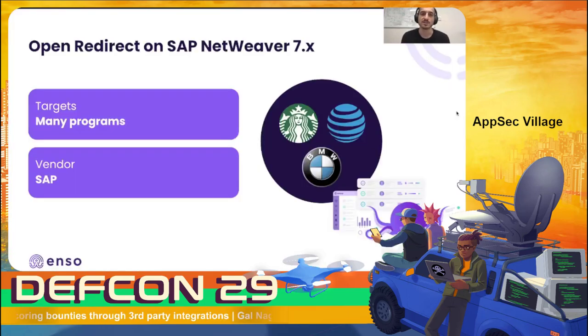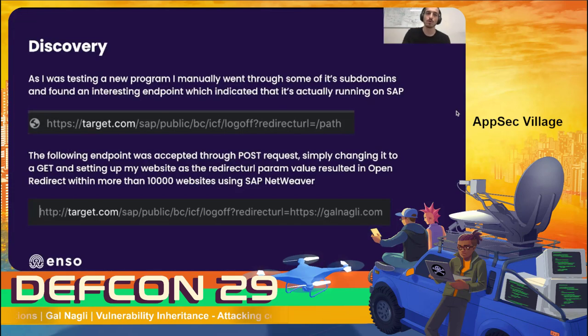The next one, it's not public yet, but it's important to SAP already, is an open redirect on all SAP NetWeaver 7.8 versions. The targets are many programs, and the vendor is SAP. So the discovery: as I was testing a new program, I manually went through some of its subdomains and found an interesting endpoint which indicated this was actually running on SAP.